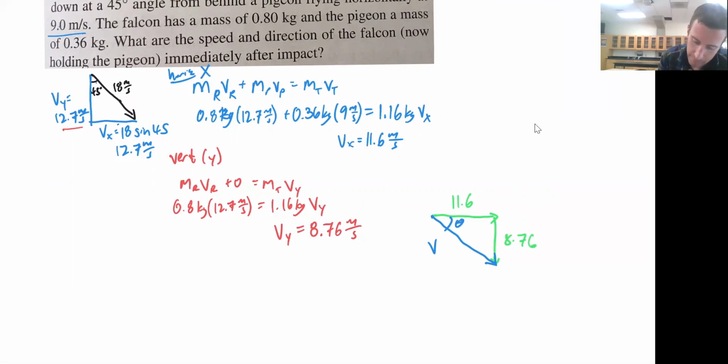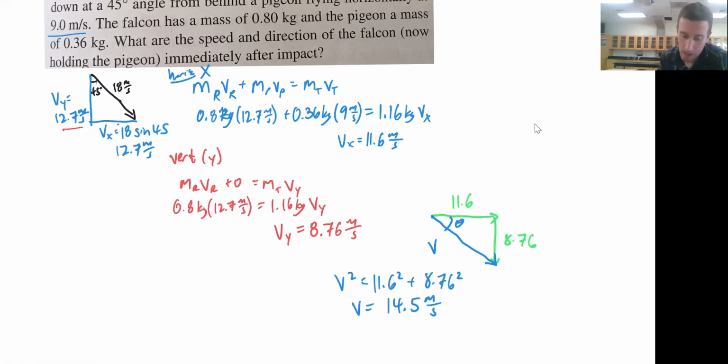So let's do the final velocity first. So that's an a squared, b squared, c squared for me. V squared is equal to 11.6 squared plus 8.76 squared. V equals, do the math really quick, 11.6 squared, boom, square root, 14.5. So my velocity is a grand total of 14.5 meters per second.